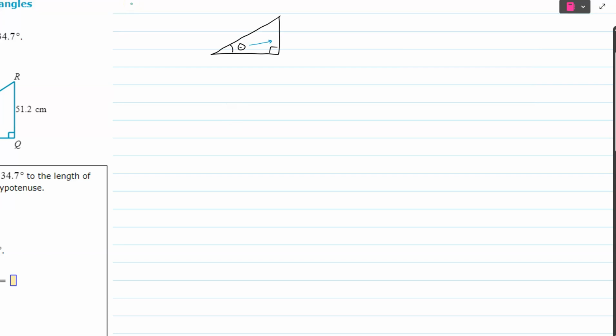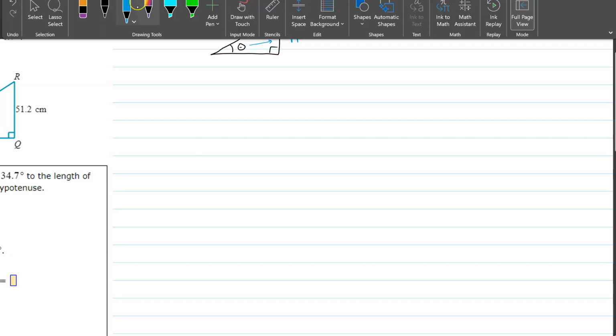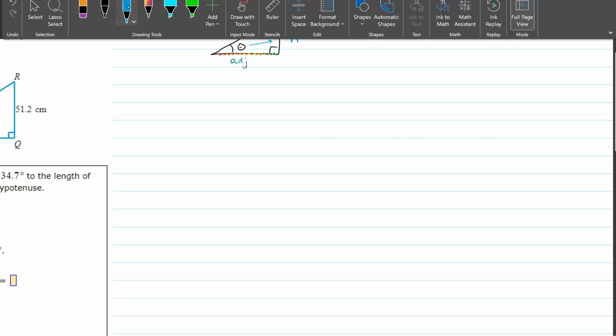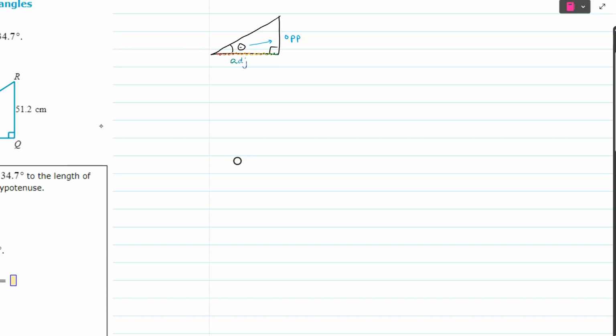across from theta over here is the opposite side. And then touching theta, so this side here is part of the angle, right? Part of the theta. So this is the adjacent side. And lastly, this side here is always called the hypotenuse because the hypotenuse is always across from the right angle. So the two legs make up the right angle and the hypotenuse connects those two legs.